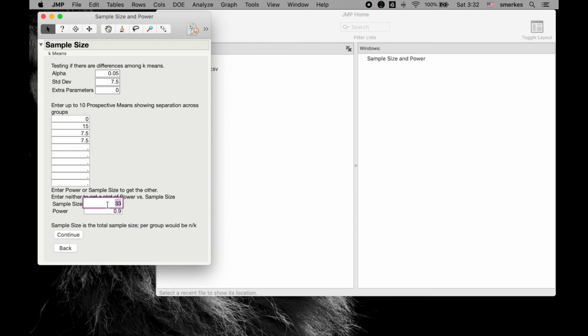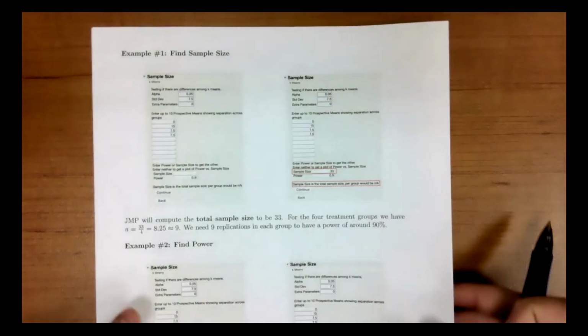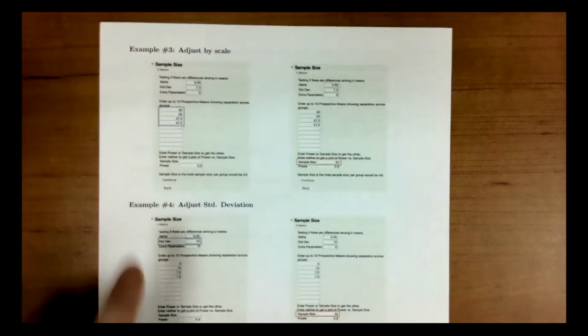The last thing that I want to bring up is our standard deviation. So let's say we increased our standard deviation, and we're still looking at the same power, and we press continue. We're going to notice that our sample size went up. So as our standard deviation or our variance increases, we're going to need more samples to be able to detect a difference. Here's example 2, example 3, and 4.